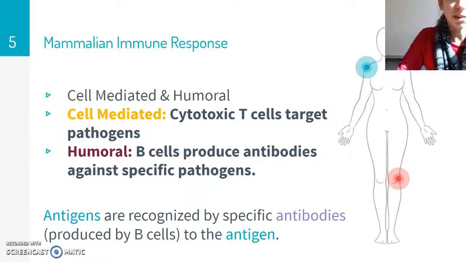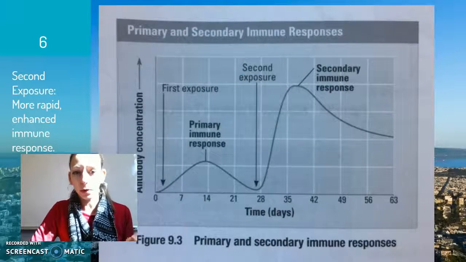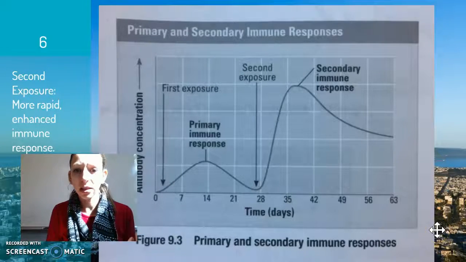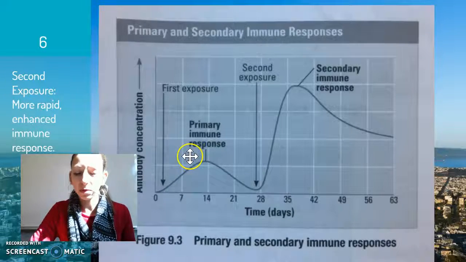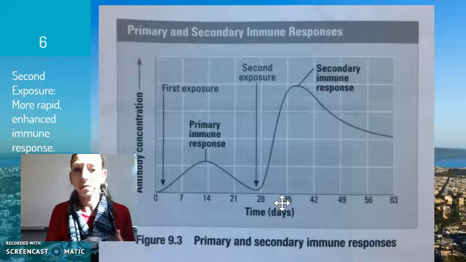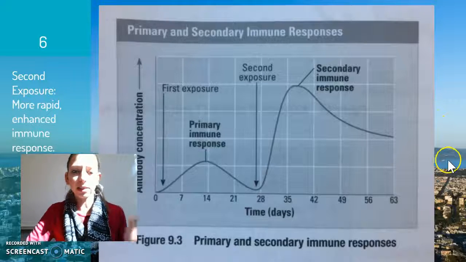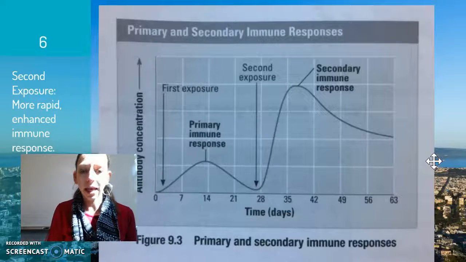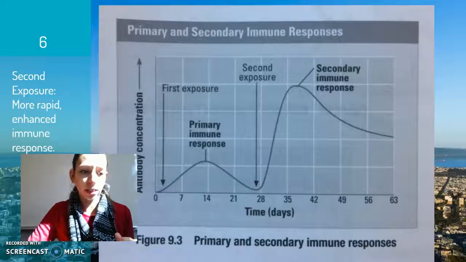Now, antigens are recognized by specific antibodies produced by B cells to the antigen. So remember from our immune system video, we did already talk about that. Now, it's important to know that the second exposure to a pathogen is generally going to have a quicker, better secondary immune response. So the first time we'll have our primary immune response, and then sometime later in life, we may have our second exposure. That secondary immune response will be more rapid and will be enhanced. And this is because the body can already recognize that particular pathogen. It already knows what to do for those particular antigens.